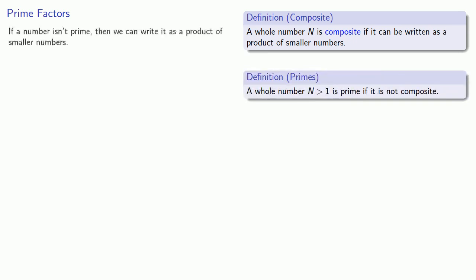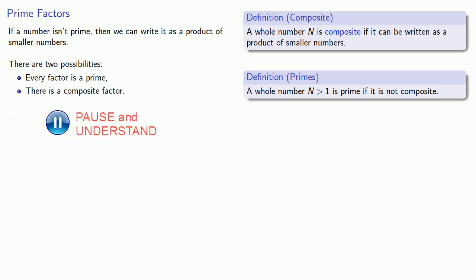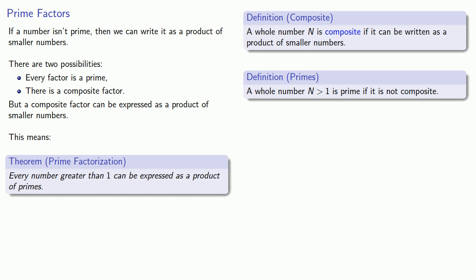So, if a number isn't prime, then we can write it as a product of smaller numbers, and there are two possibilities. Either every factor is prime, or there is a composite factor. But a composite factor can be expressed as a product of smaller numbers, and this leads to the following. Every number greater than 1 can be expressed as a product of primes.